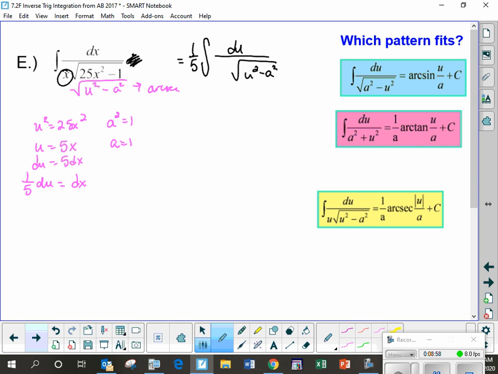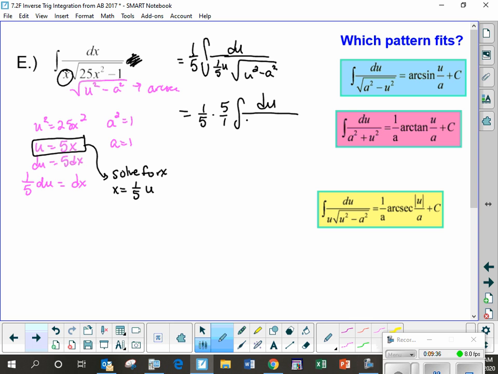What I don't have is just an x. How can I get an x? I can play off of this and solve for x. So that would mean x is equal to 1/5 u. Okay, so now I'm going to replace my x with 1/5 u. Dividing by a fraction is like multiplying by its reciprocal. And I'm left with something that looks like this.